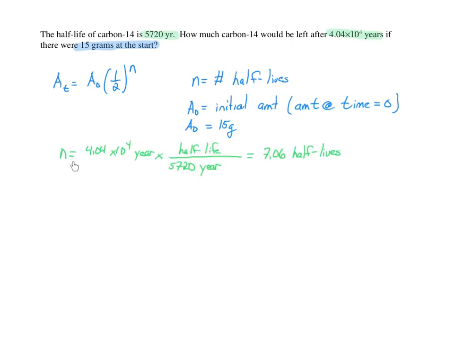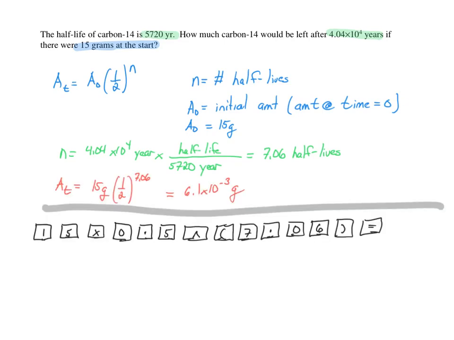We've calculated the number of half-lives as the entire length of time divided by the time per half-life. And note that we don't need to have an integral number of half-lives for this equation to work. So A of t is equal to A0 times 1/2 raised to the power n, our number of half-lives.